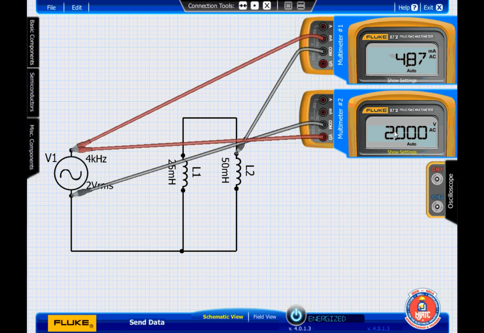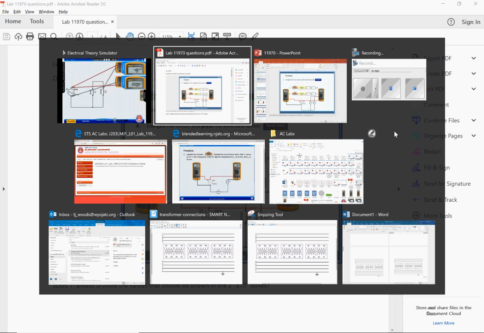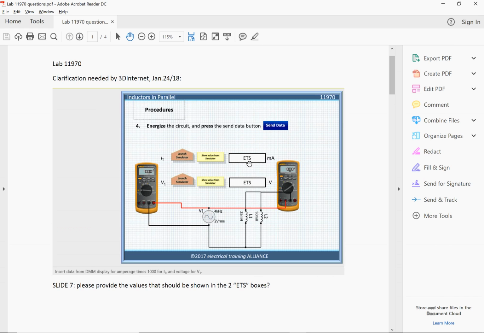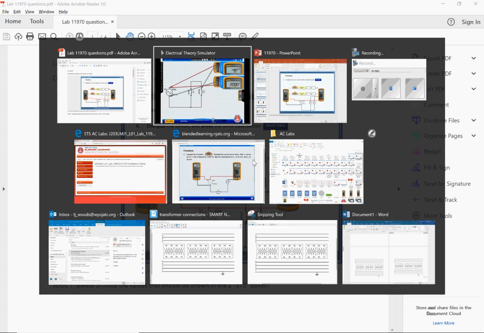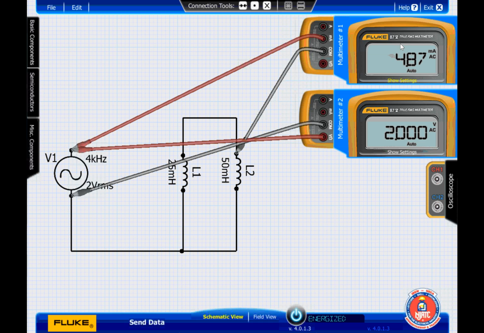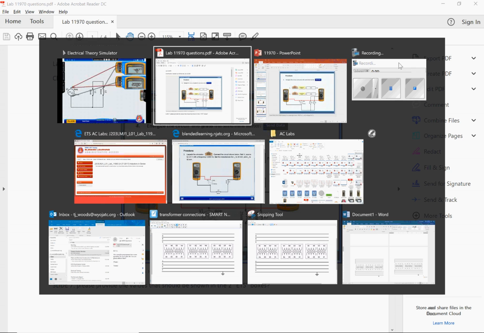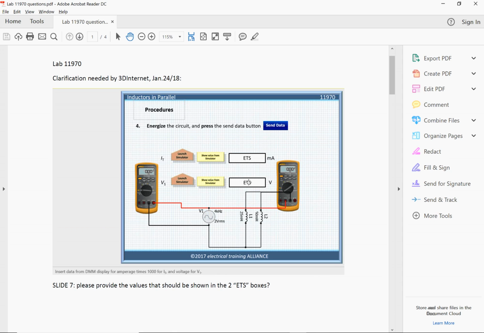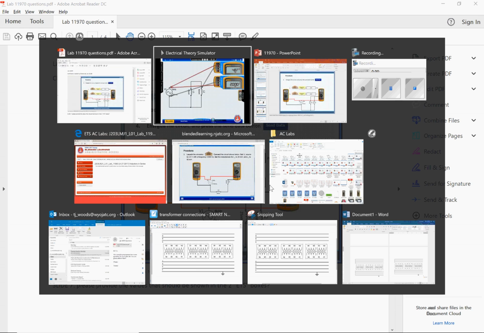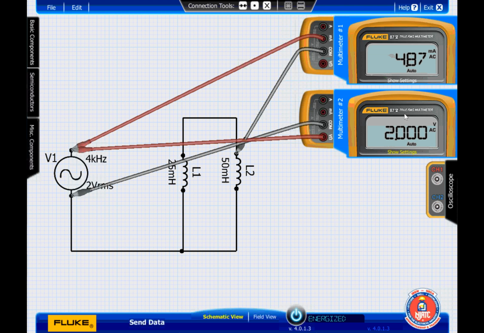So basically, on this top box, I am looking for the value from the ammeter, and for the bottom box, I am looking for the value coming from the voltmeter. Hopefully that explains that question.